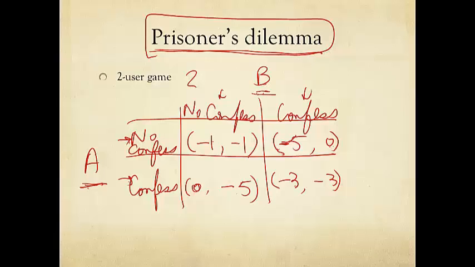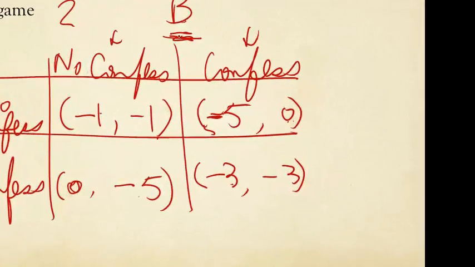Why is it called dilemma? Because imagine you are suspect A, and you say, I don't know what B will do. But suppose she chooses not to confess, then what should I do? Well, if I don't confess, I get -1. If I confess, I get 0. So I should pick confess. We call this the best response strategy by player A in response to player B's picking no confession.